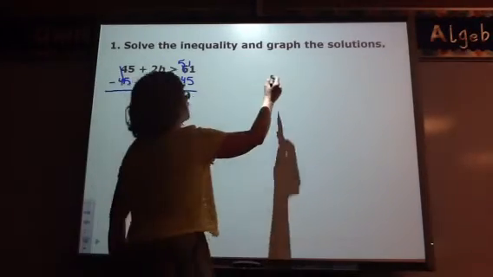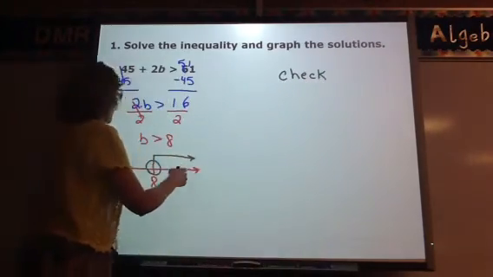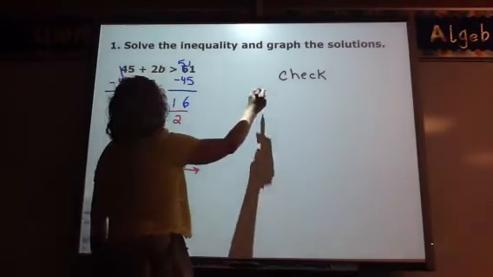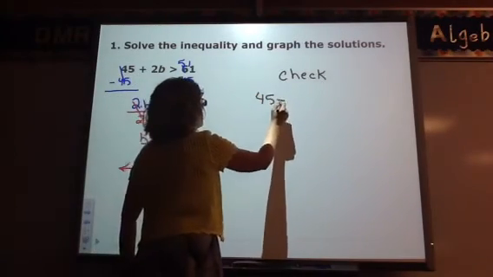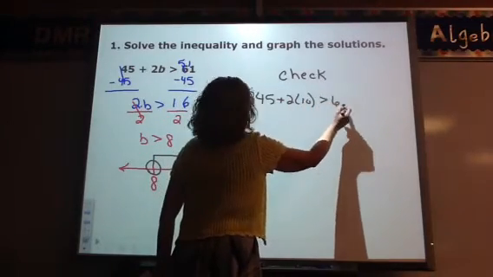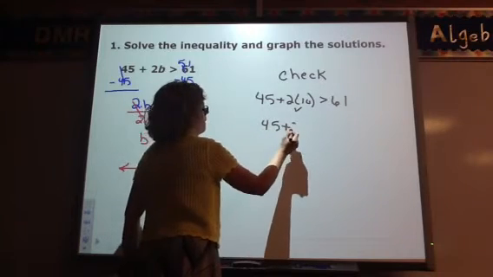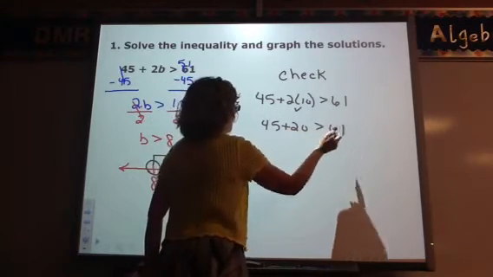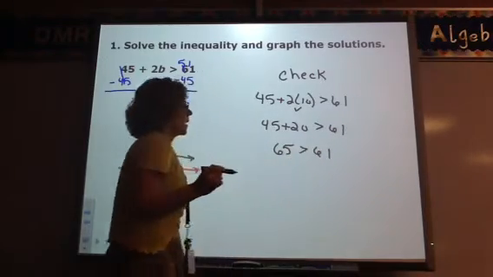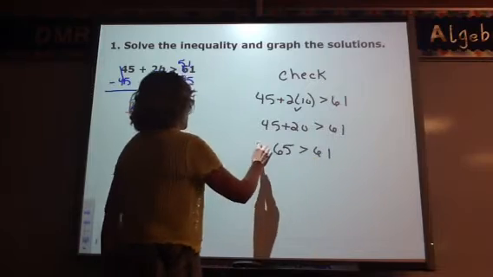Okay, so let's check it. Let's pick a number greater than 8. Let's pick 10. So if we substitute 10 in for b and simplify the left side of this inequality, we get 65, and this is a true statement. 65 is greater than 61, so that checks.